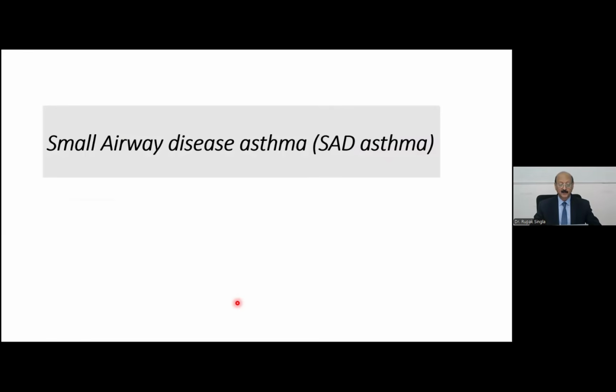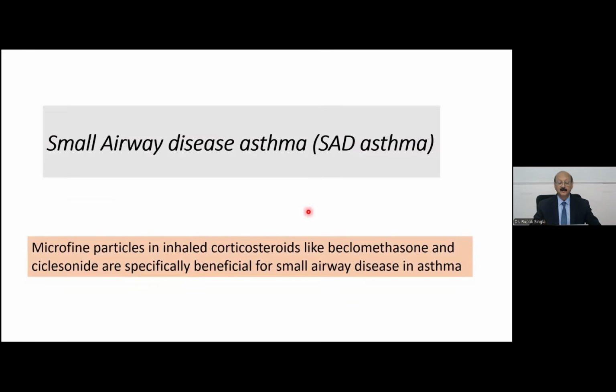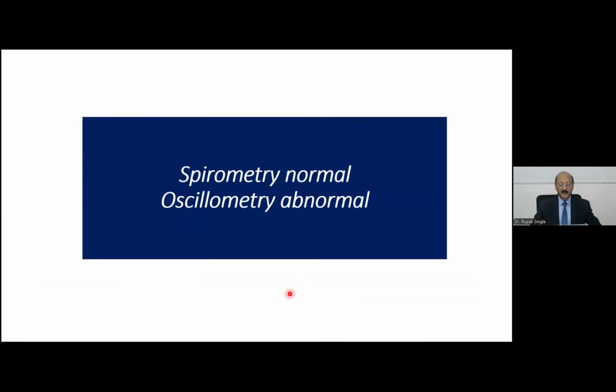And you know, these people who have small airway obstruction are called SAD asthma, that is small airway disease asthma. It is important that in these persons, the microfine particles in inhaled corticosteroids like beclomethasone and ciclesonide are specifically beneficial for the small airways in asthma. So we need to remember this.